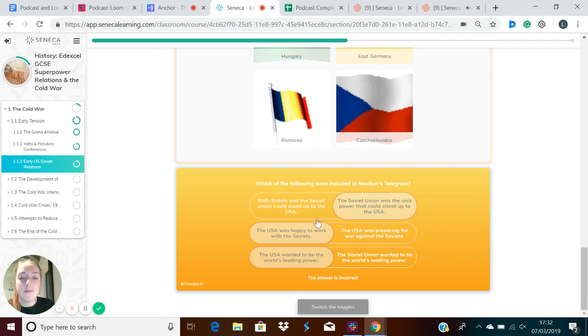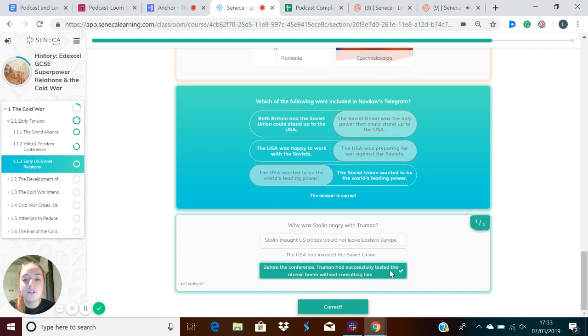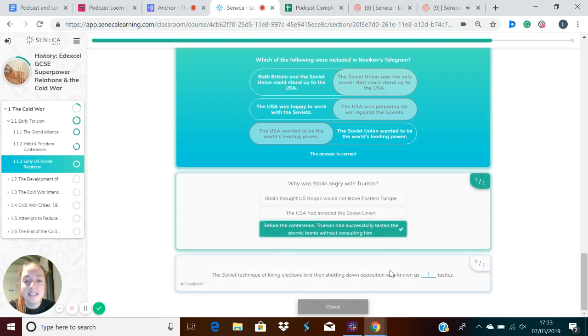So there were two telegrams sent which caused conflict. One of these was Novikov's telegram. In this, he said that the Soviet Union was the only power that could stand up to the USA. It said that the USA was preparing for war on the Soviets, and the USA wanted to be the world's leading power. This was just one conflict between the leaders of the USA and the USSR. Stalin was also angry with Truman, because before the conference, Truman had successfully tested the atomic bomb without consulting him.